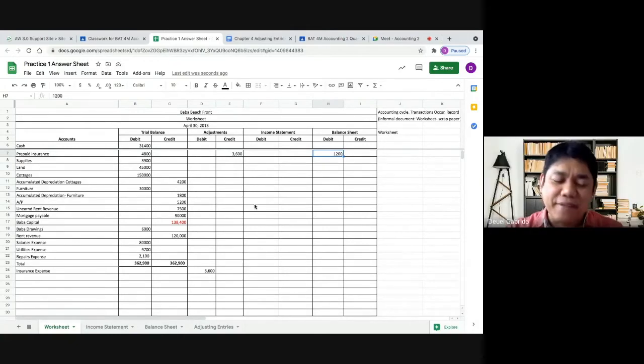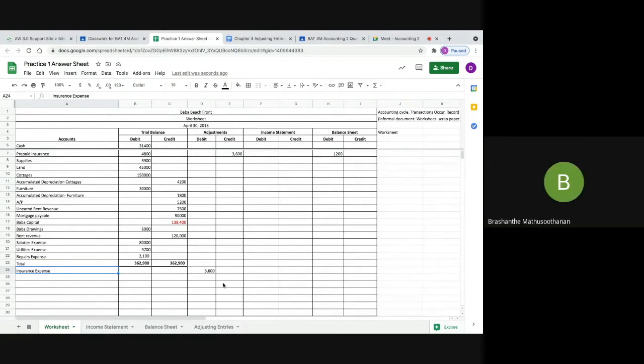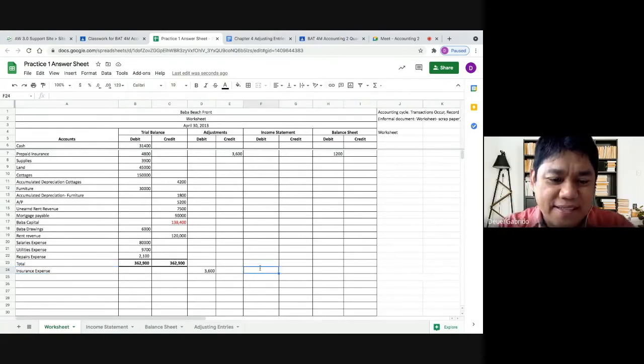Yes. Okay, very good. So the insurance expense here, guys, let's go back here. The 3,600 must be extended to where? Income statement or balance sheet? Where shall we put it? Insurance expense. Will it go to income statement or balance sheet? Expense, expense, expense. Income statement. Okay, 3,600. So in short, the first adjustment must be extended to the income statement debit because that's an expense.